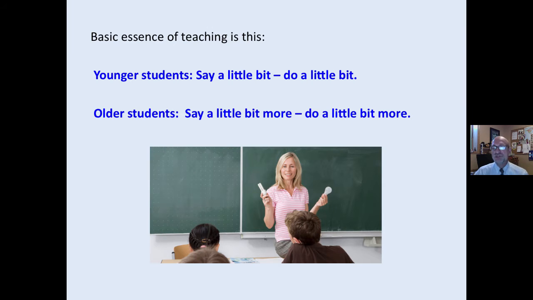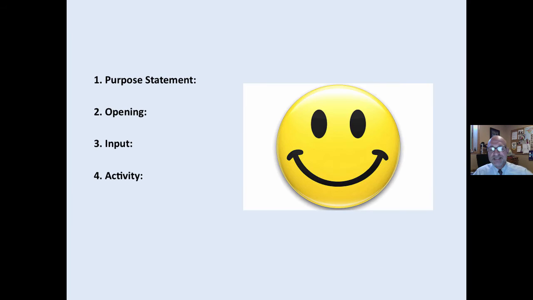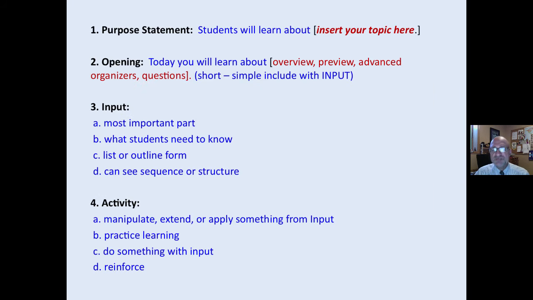Basic essence of teaching is this: say a little bit, do a little bit. With older students, you say a little bit more and do a little bit more, but that is the essence of teaching. So here is a very basic form: the purpose statement, the opening, the input, and the activity. Let us unpack that. The purpose statement is what you want students to learn or learn about. Students will learn about frogs.